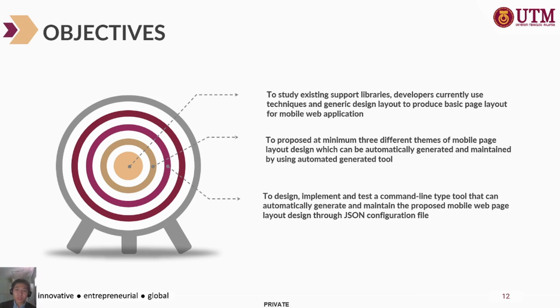The second objective is to propose a minimum of three different themes of mobile page layout design, which can be automatically generated and maintained by using automated generation tools. And the last one is to design, implement, and test a command line type tool that can automatically generate and maintain the proposed mobile web page layout design through JSON configuration files.